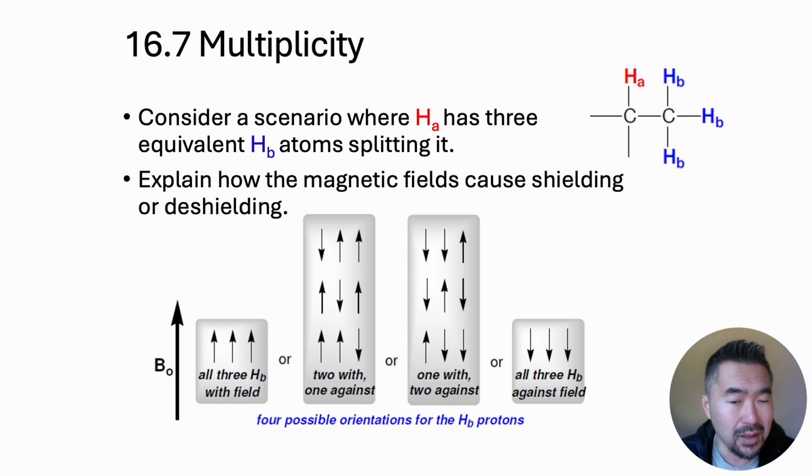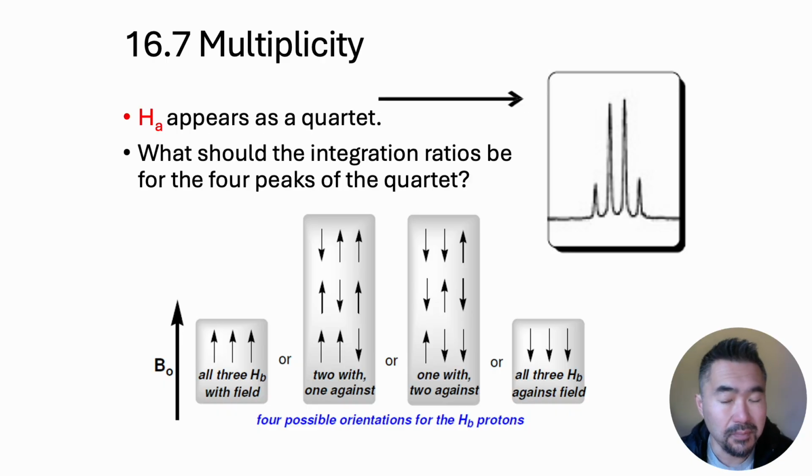And so that's why, with this statistical distribution, it's going to be a quartet, split into four peaks, and in reality the peak would look like this. Okay, and because there's a statistical distribution, the integration ratio of each of these peaklets would be 1 to 3 to 3 to 1. 1, 3, 3, 1. Okay, hope that makes sense.